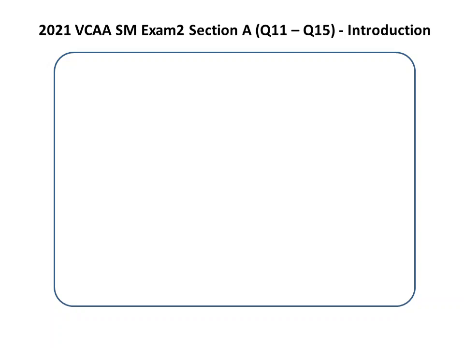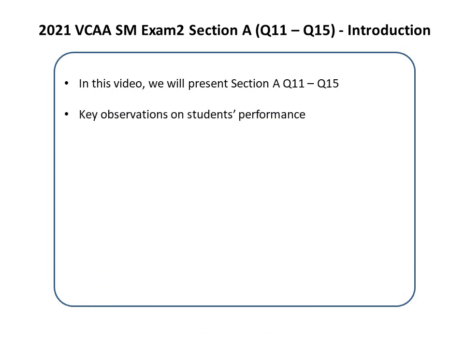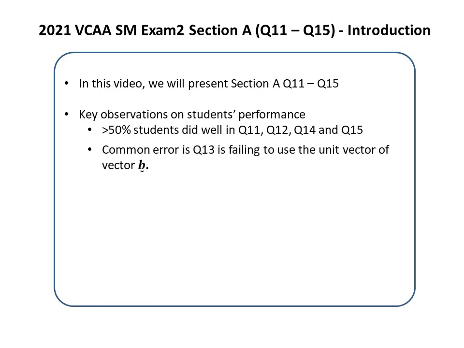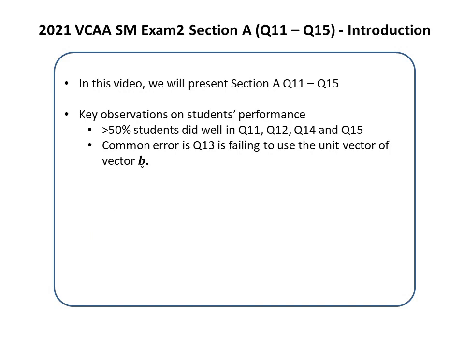Welcome to the sixth part of VCAA Specialist Math 2021 exam papers. In this video, we will present exam paper 2, section A, questions 11 to 15. More than half of the students did questions 11, 12, 14, and 15 relatively well. However, a common error in question 13 was failing to use the unit vector of vector B.